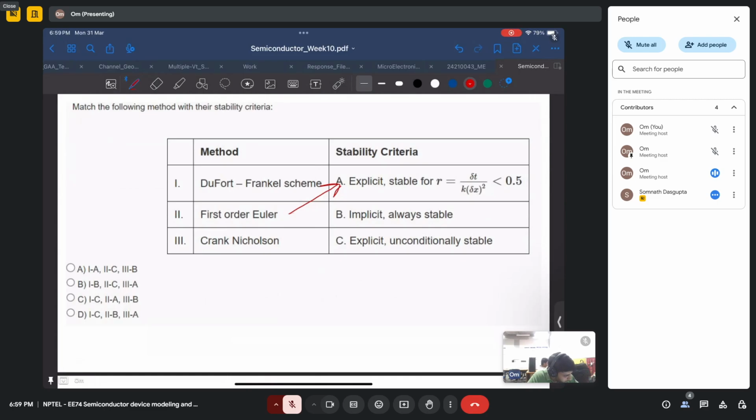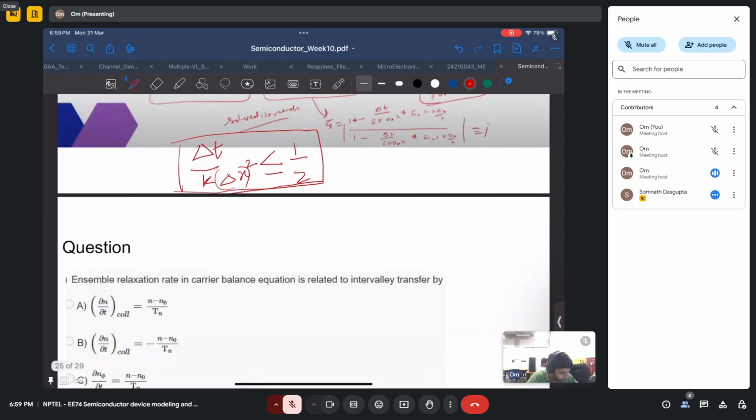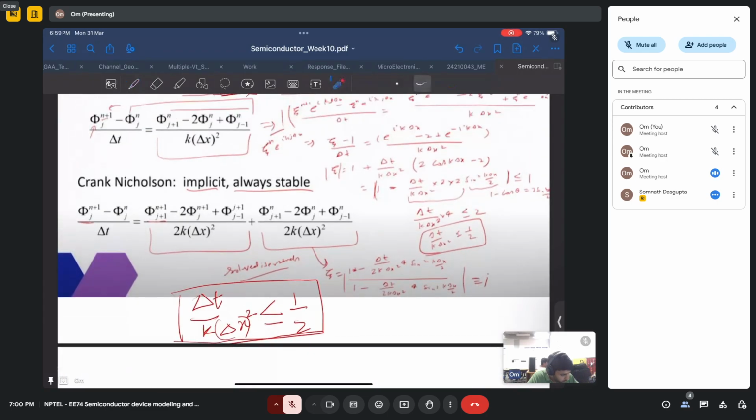Dufort-Frankel, we saw it is explicit and unconditionally stable. This one is the C. Crank-Nicholson is this method. This is implicit and always stable.